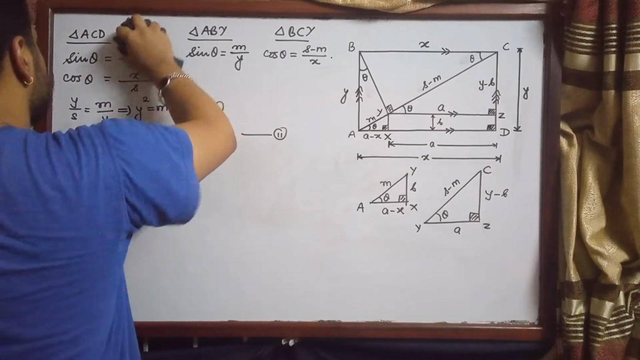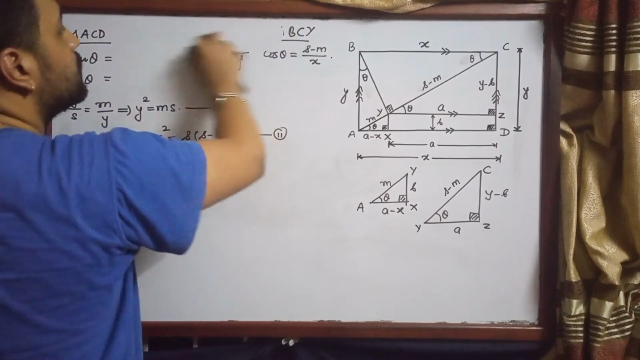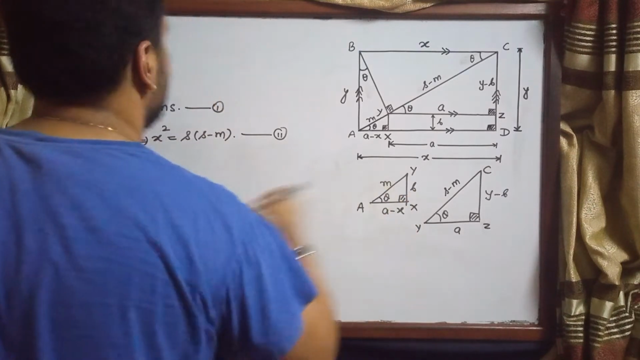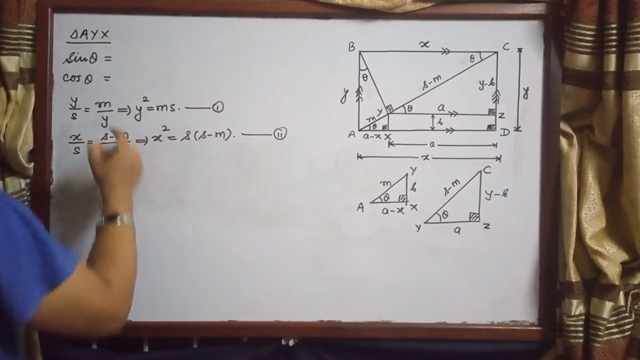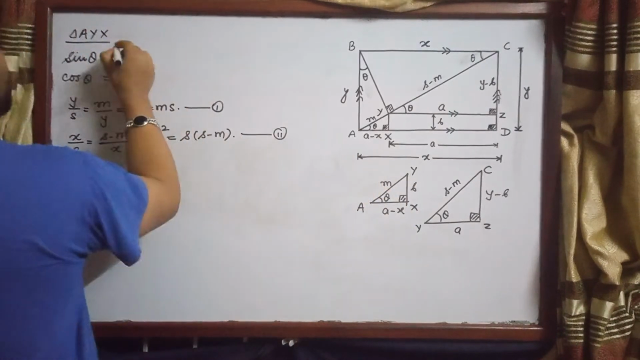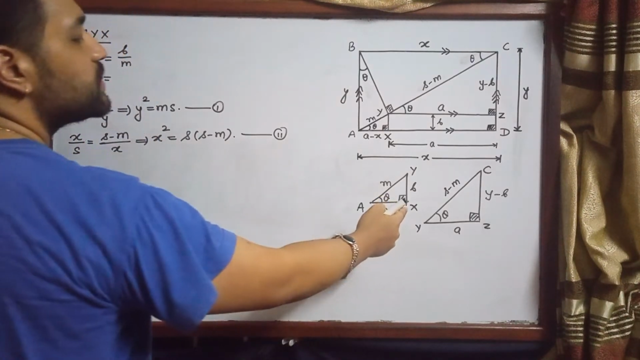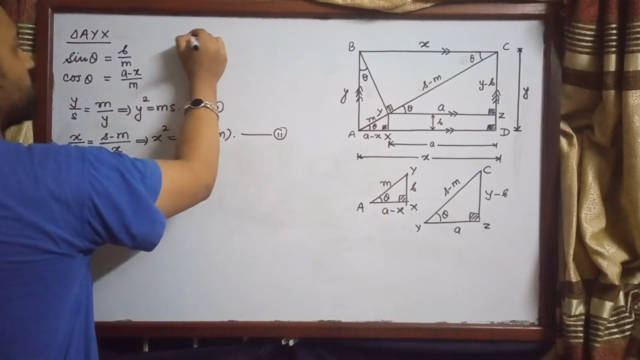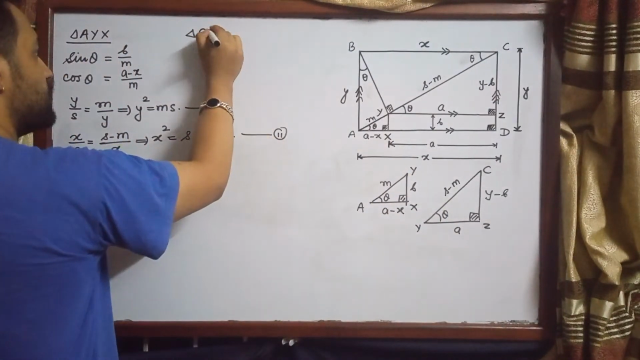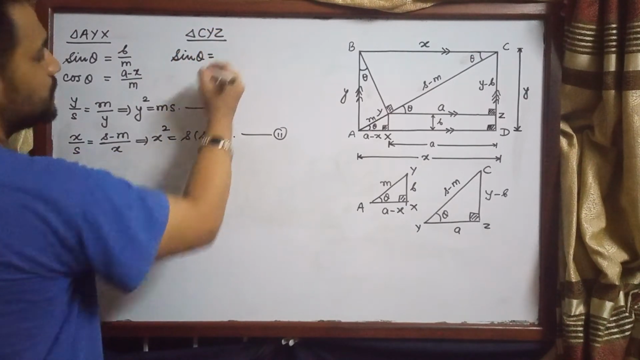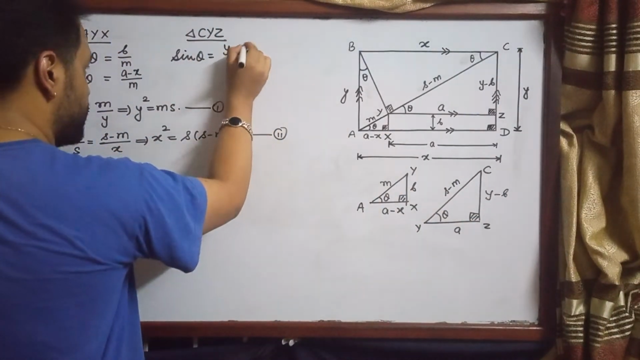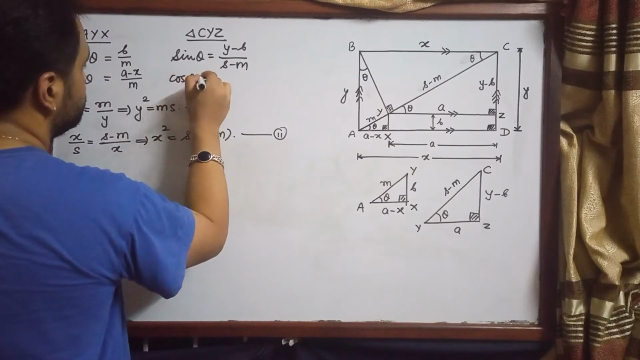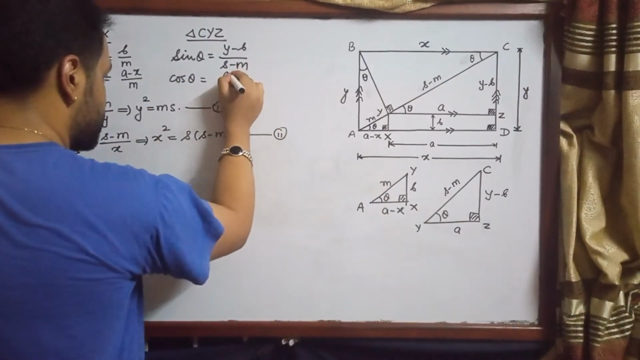Now let's look at these two triangles. From triangle AYX, we're going to get sine theta is equal to B over M, and cosine of theta is equal to A minus X over M. From triangle CYZ, we're going to get sine theta equal to Y minus B all over S minus M, and cosine of theta is equal to A over S minus M.